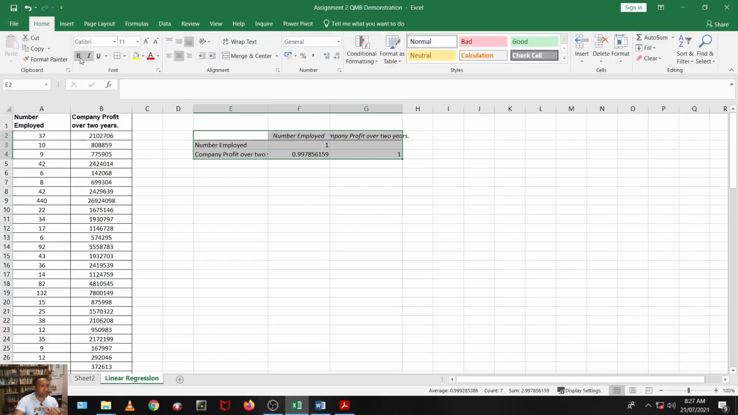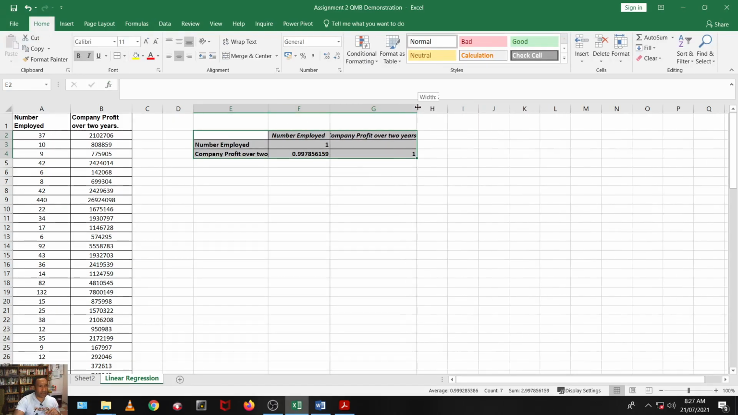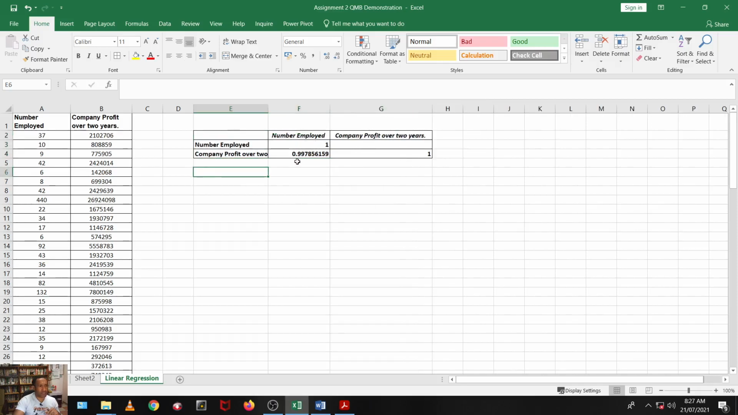So I just want to make that prominent, and put borders around it. It's something that I like to do. You don't have to do it if you don't want. So this is the correlation coefficient, which is denoted by either capital or small r. So I'm just going to put small r there, 0.998. Okay, I'm rounding it off to 3 decimal places.